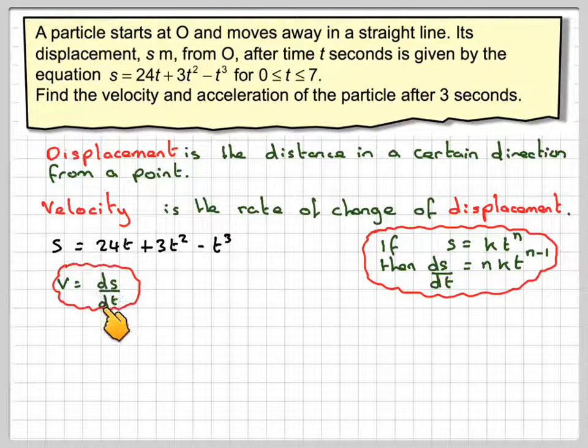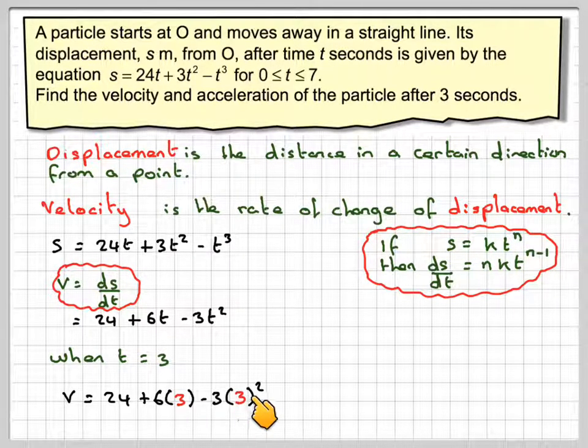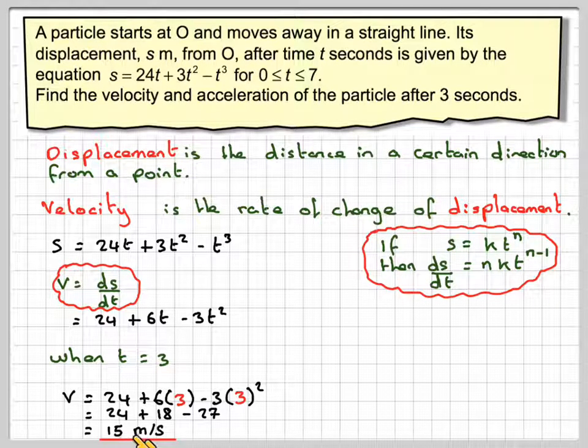v is ds/dt, so that will be 24 from 24t, 6t from 3t², and minus 3t² from −t³. We want to know the velocity after 3 seconds, so when t = 3, we substitute 3 into this, so v = 24 + 6 × 3 − 3 × 3². That gives 24 + 18 − 27, which gives a velocity of 15 meters per second. So it's moving in a positive direction.